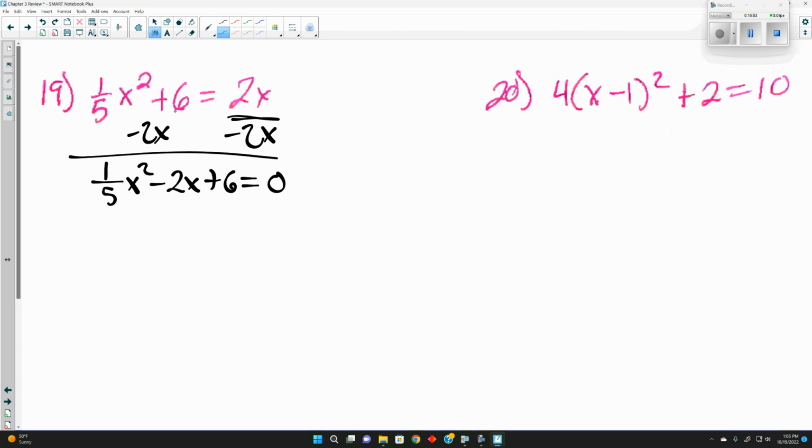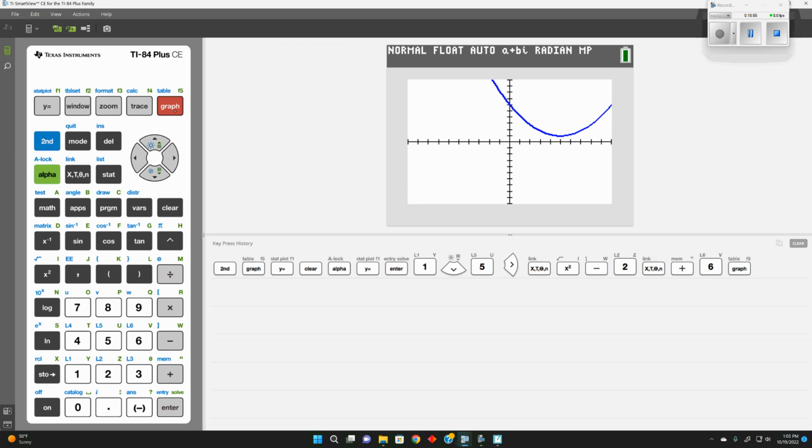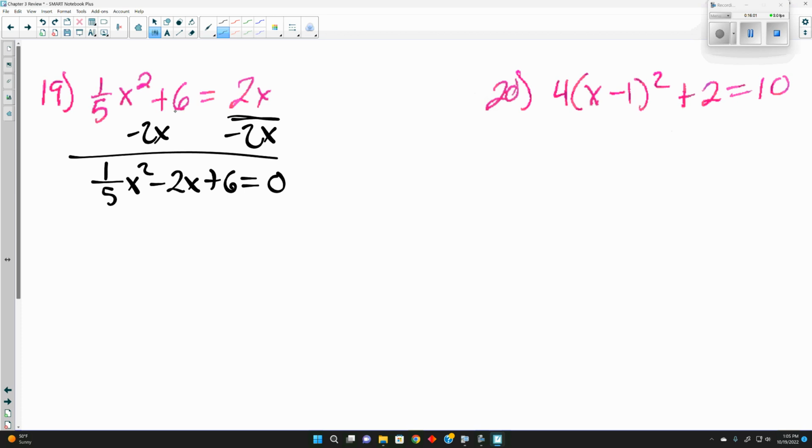Is that what you got for your graph? So if it doesn't cross, or it crosses at not nice numbers, we're going to have to use the quadratic formula or completing the square. Those are the only main two. Factoring only works if we do have nice numbers, either fractions or whole numbers. If it doesn't cross, we have to use completing the square or the quadratic formula.